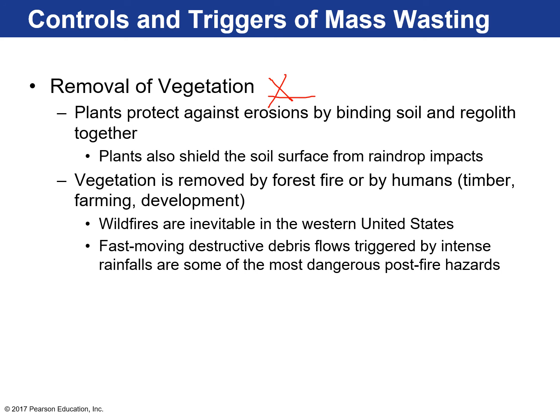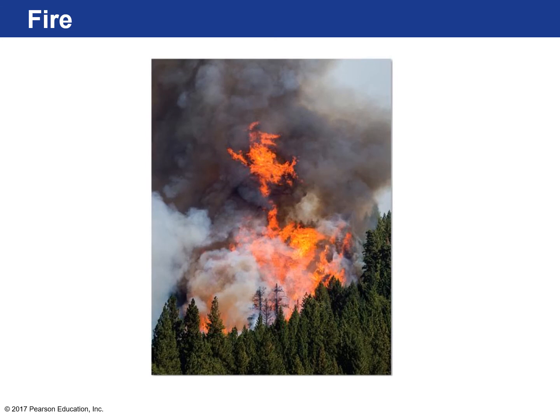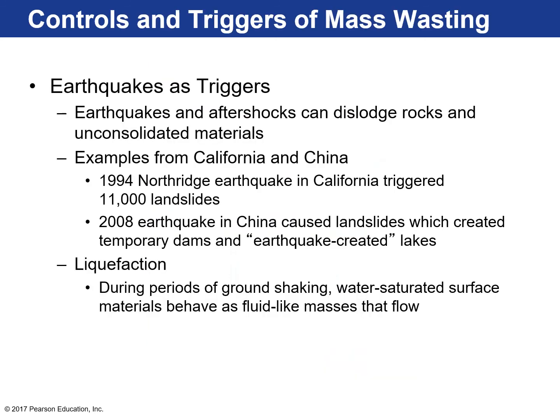Okay. In the western United States, wildfires are inevitable. They have fire seasons. It happens all the time. So that's a common trigger to mass wasting events there. In fact, if you go to YouTube and just click on California mudslides, you'll see a number of events occurring after brush fires and stuff like that. Okay, so here are those fires, which are very dangerous.